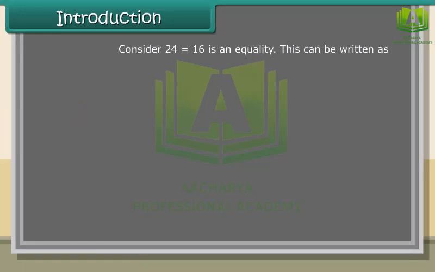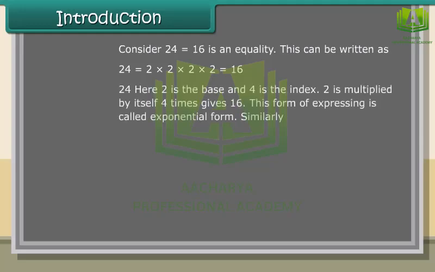Consider 2^4 = 16, an equality. This can be written as 2^4 = 2 × 2 × 2 × 2 = 16. In 2^4, 2 is the base and 4 is the index. 2 multiplied by itself 4 times gives 16. This form of expression is called exponential form.